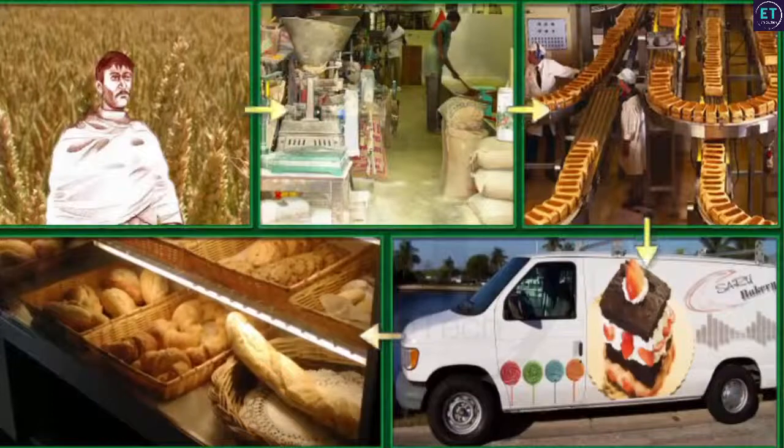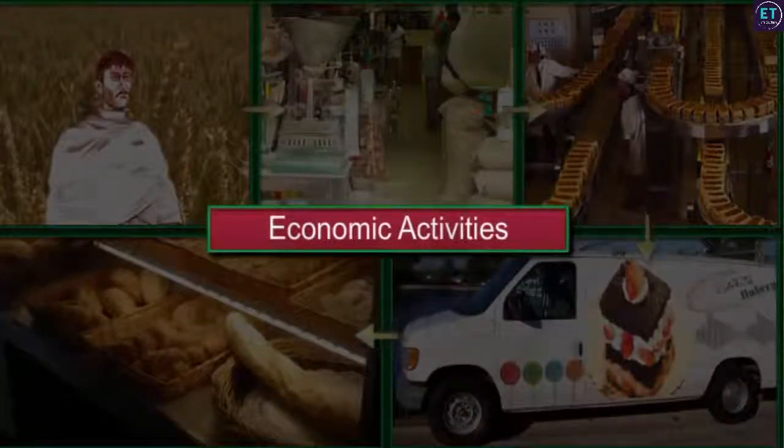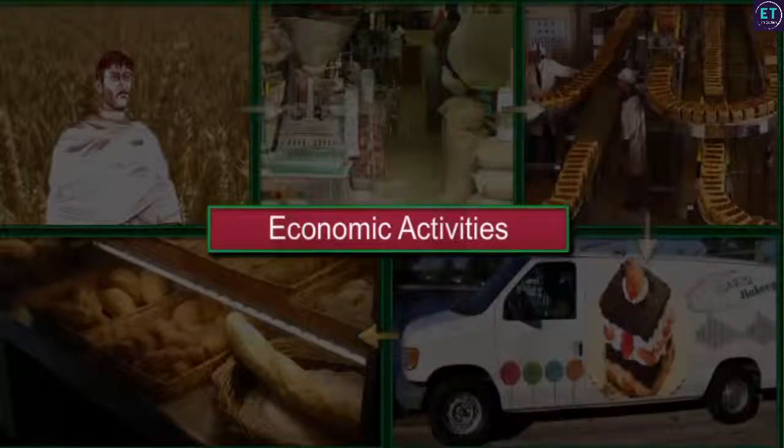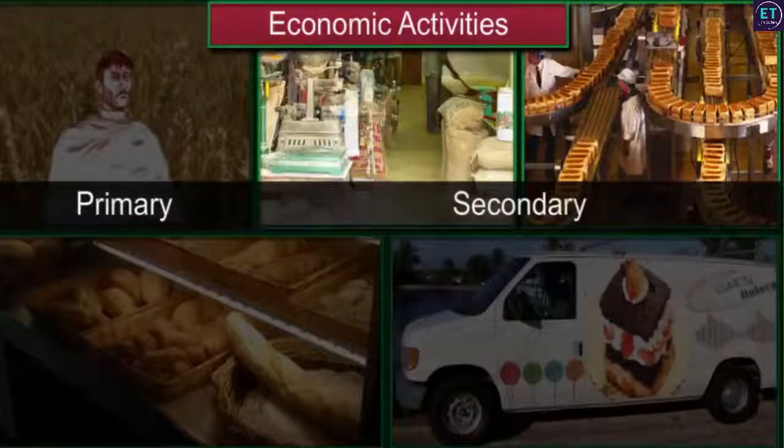All these activities that involve the production and distribution of products and services are examples of economic activities. Economic activities are classified into three different groups called the primary sector, the secondary sector, and the tertiary sector.